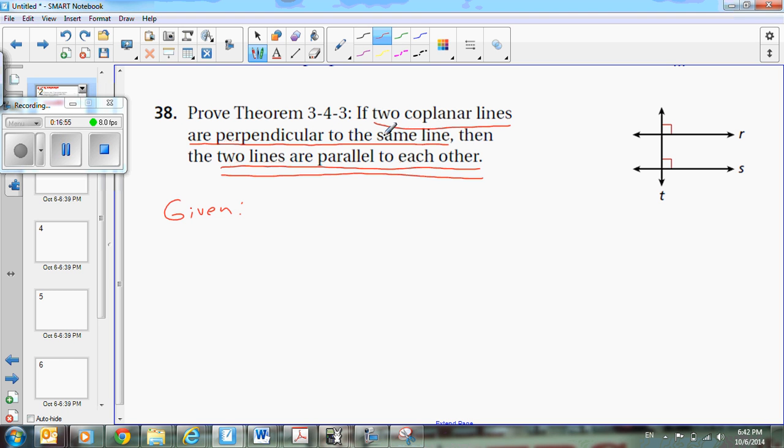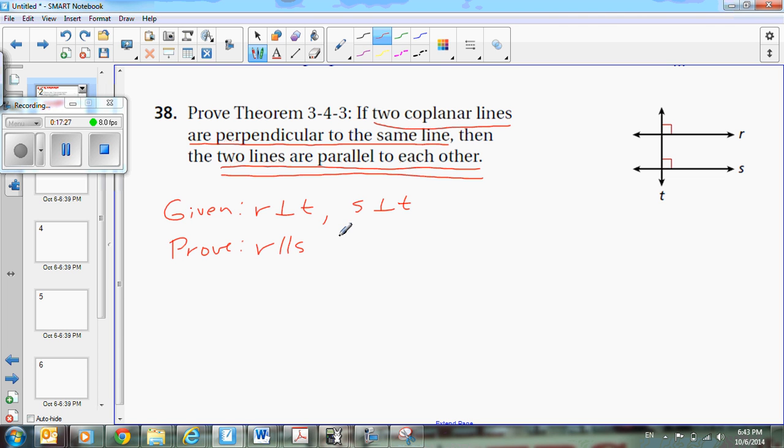Okay, two coplanar lines perpendicular to the same line. So we look at your diagram. In terms of this diagram, we're going to assume that line R is perpendicular to line T and line S is perpendicular to line T. Given that, we are going to prove, what's the conclusion? That those two lines are parallel to each other. The two lines being these two lines, parallel to each other. We're going to prove that R is parallel to S.